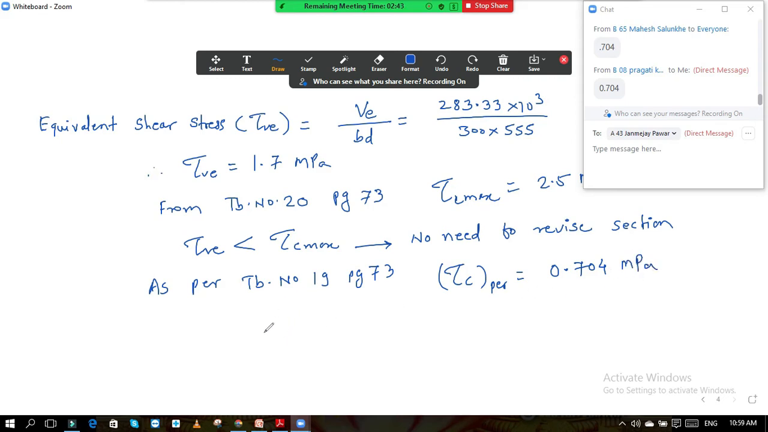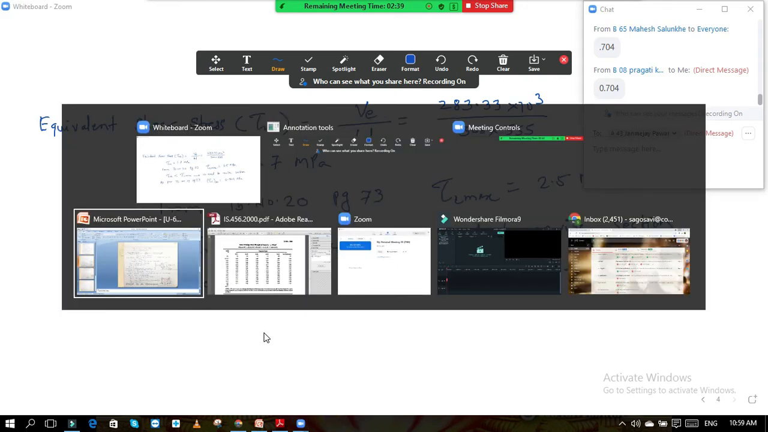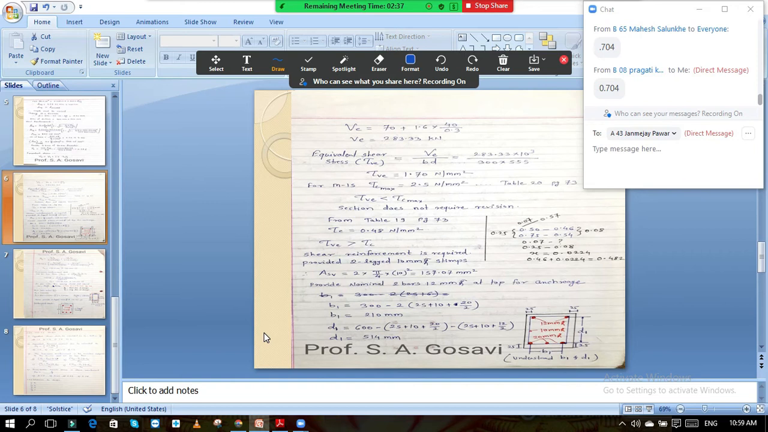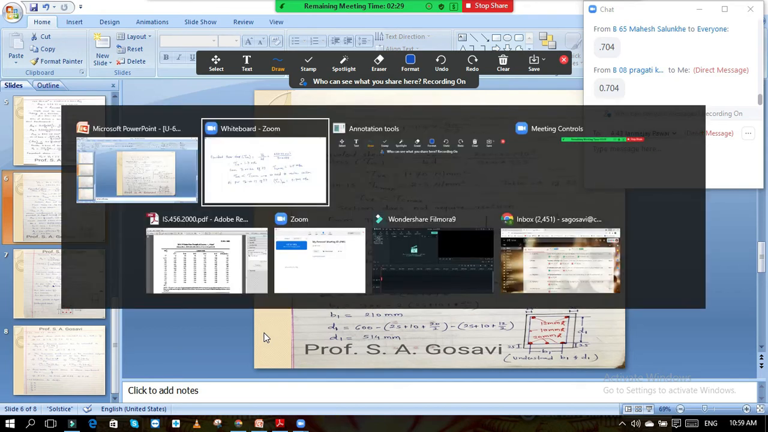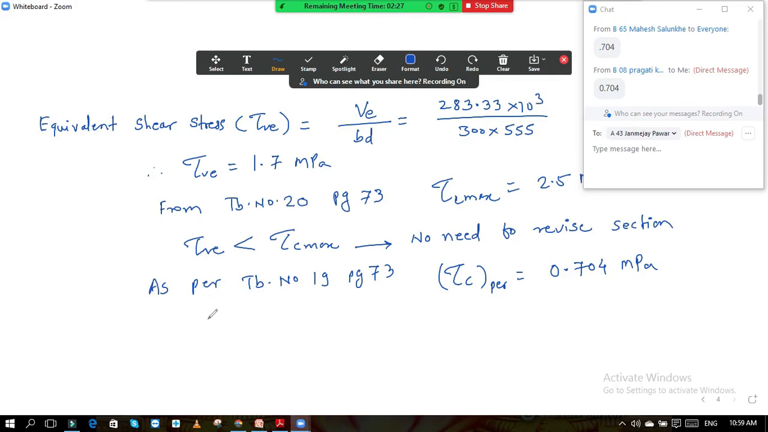Okay. So here what is happening now? Your tau V is greater than tau C. So shear reinforcement is required. We have already assumed the 10 mm diameter for the stirrup. So we will provide two leg 10 mm diameter stirrups. Here your tau V is greater than tau C permissible, which tells us that shear reinforcement is required.